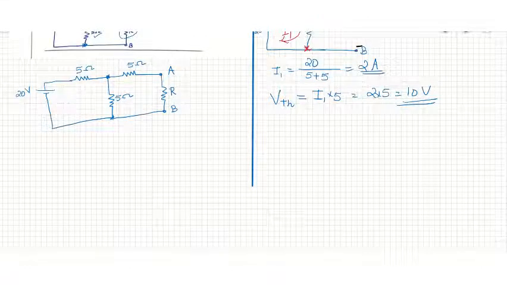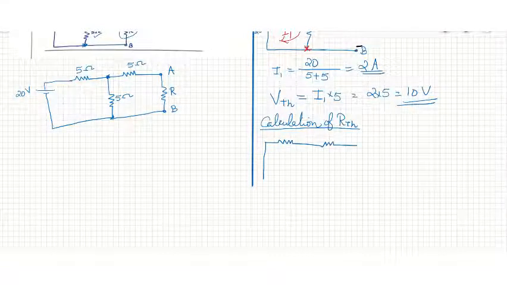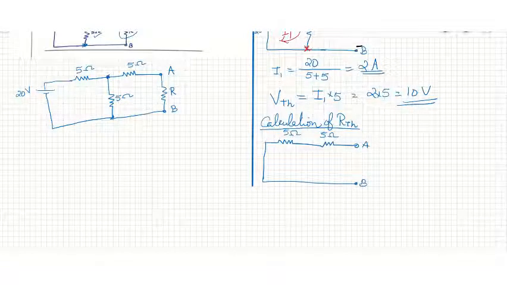Next is the calculation of RTH, Thevenin resistance. For that, replace the independent voltage source with a short circuit. Then this is a 5 ohm, this is terminal A, this is terminal B, and B kept open circuited. This is 5 ohm. Now we have to calculate RTH. RTH is the resistance between terminals A and B. Look from here.